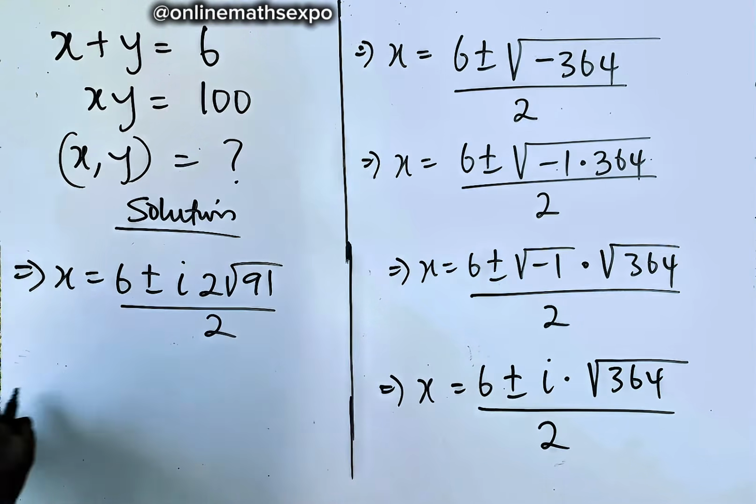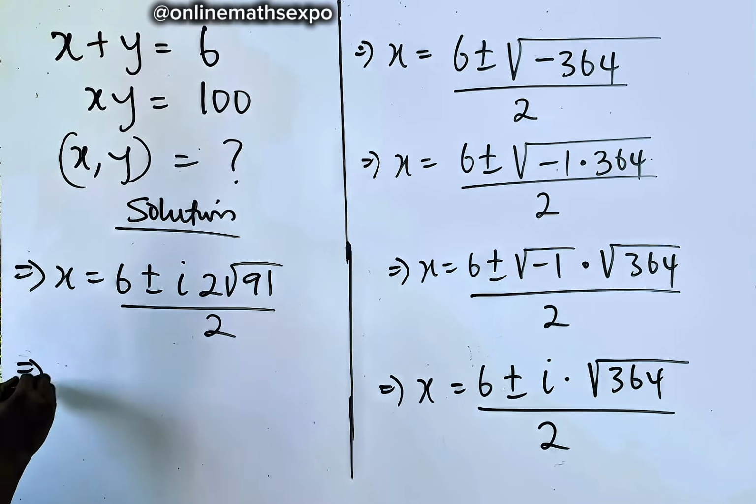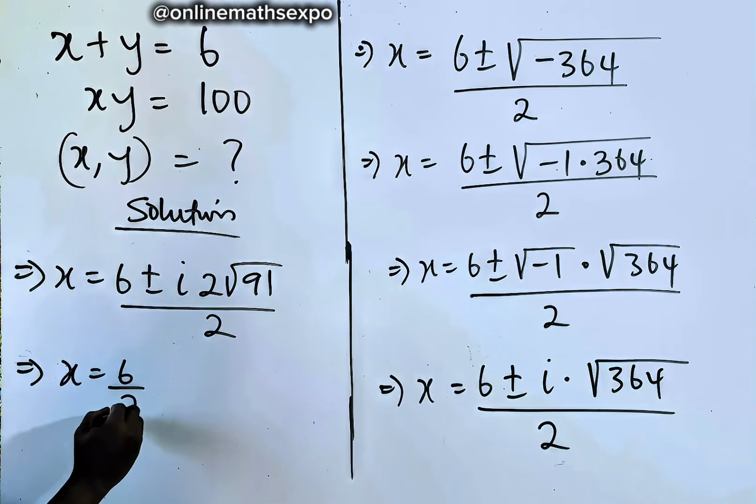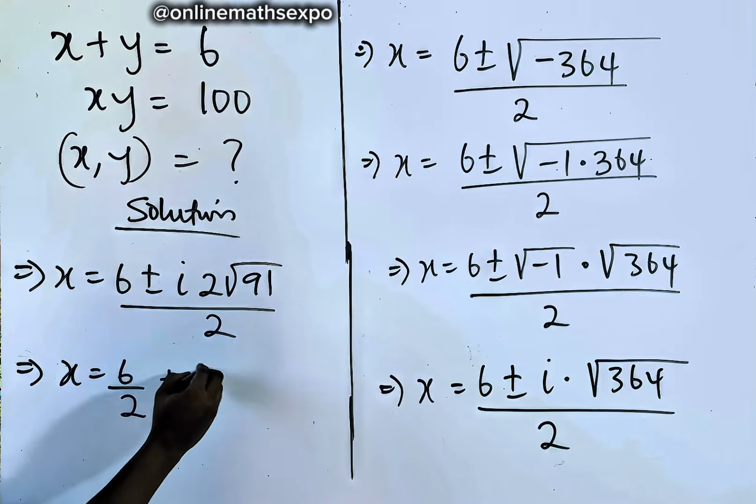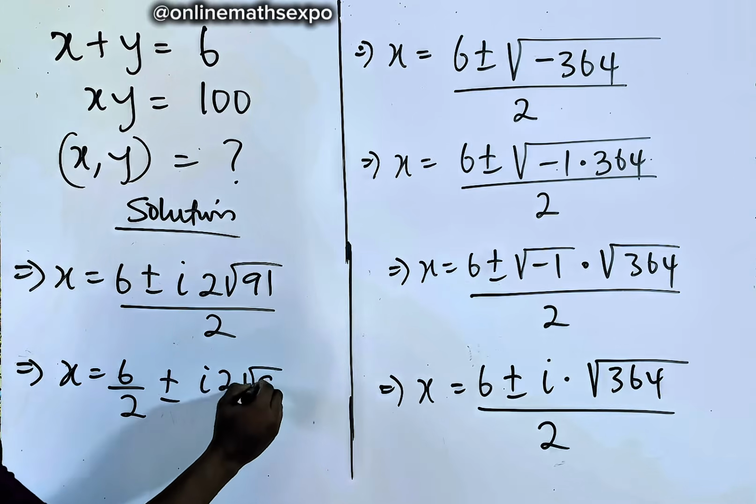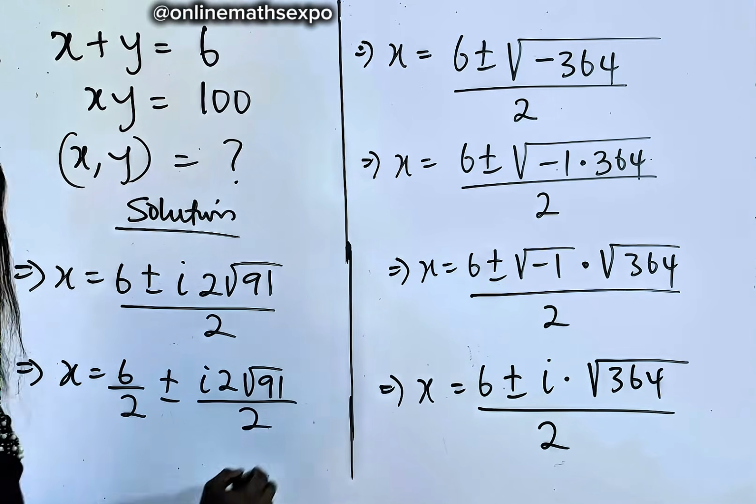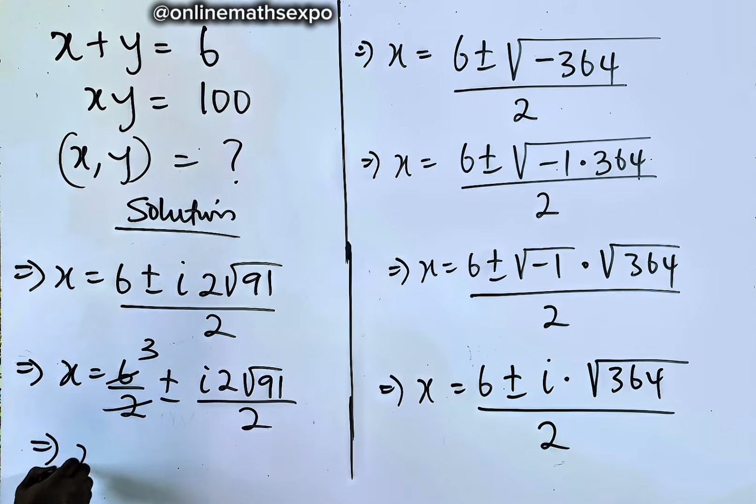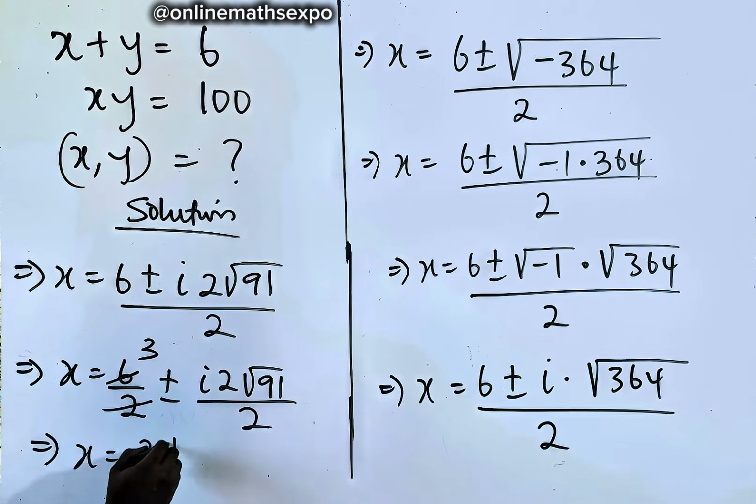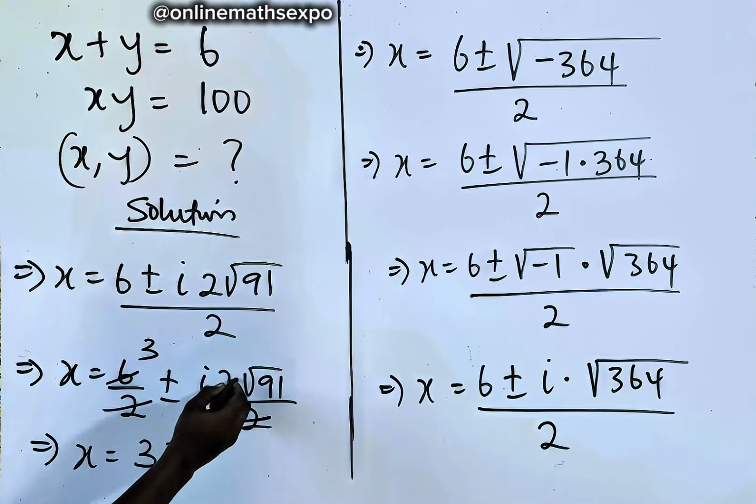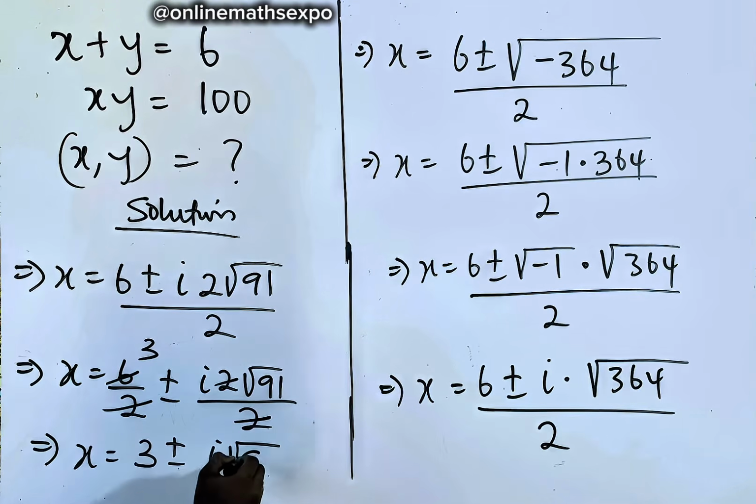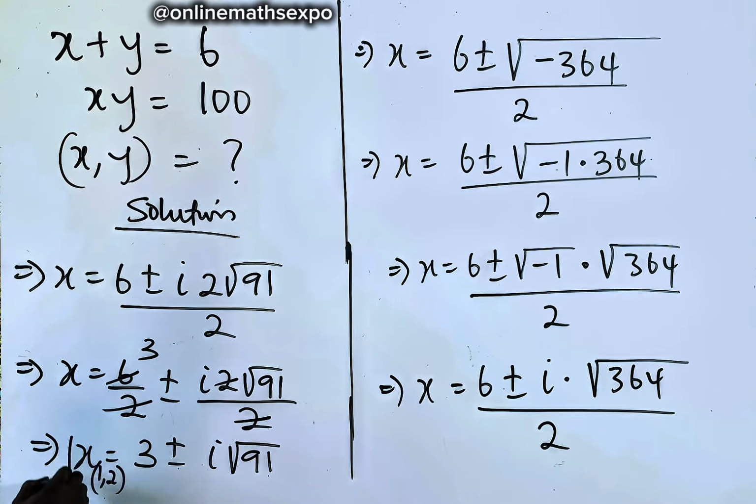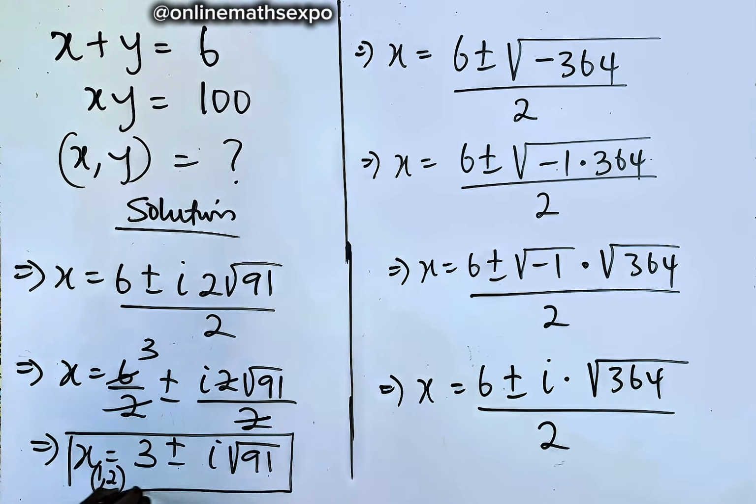Now use this denominator to divide each numerator. x gives us 6 over 2 plus or minus i multiplied by 2 root 91 over 2. 2 divides 6 to give us 3, and the 2s cancel. So we have x is equal to 3 plus or minus i root 91. And this gives us the first and second values of x.